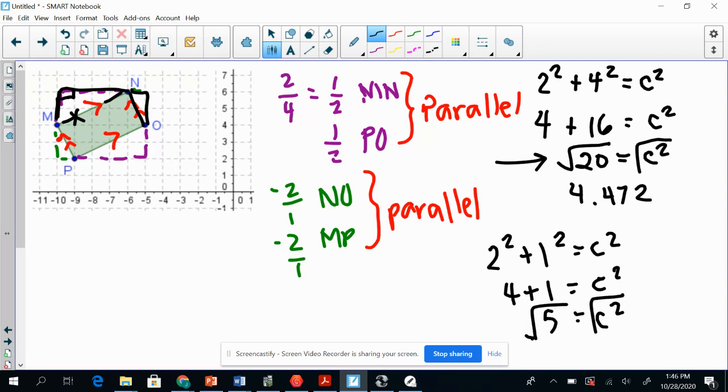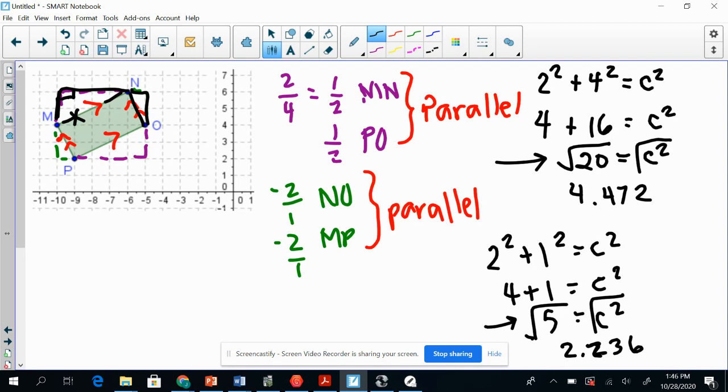Again, square root of 5 is not going to give you a nice, neat non-decimal. But for the sake of discussing it, it's going to be 2.236. Again, more than likely you're going to see it as the square root of 5. And because their slopes are the same, both of them are going to have the same length. So you know these two are the same length and these two are the same length, but the adjacent sides are not the same length.